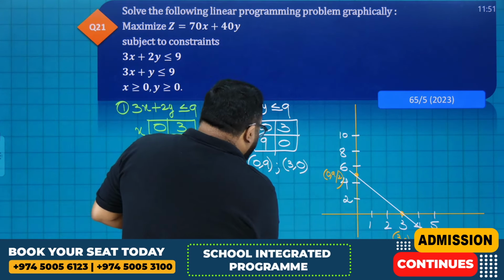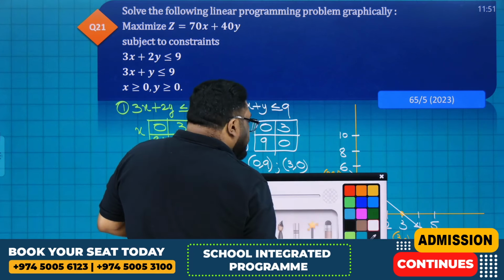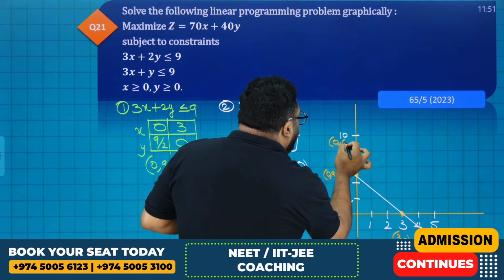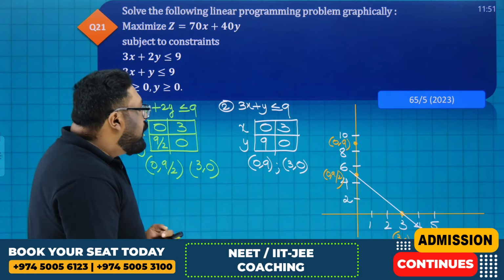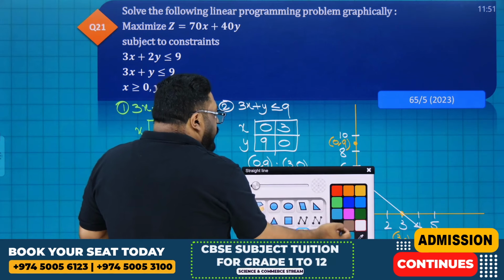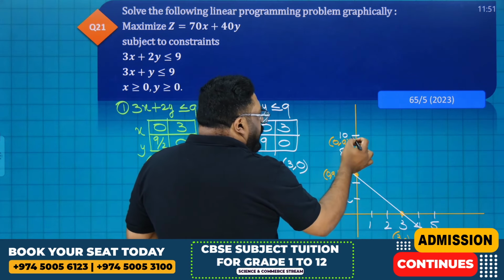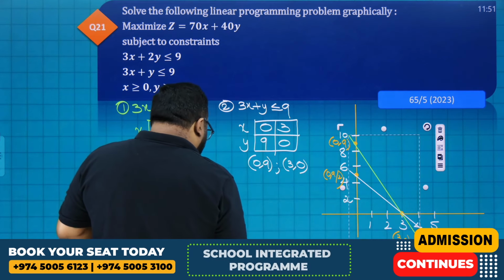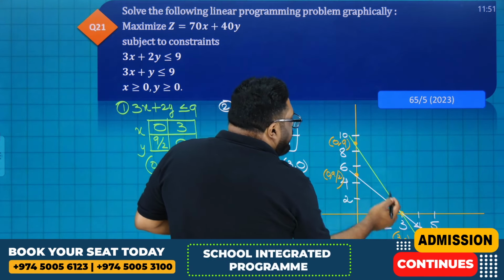Second line is made from 0, 9, my dears, and it goes to 3, 0. Again, 3, 0 is already there with us. So we will draw the line from 0, 9 to 3, 0. And we will call it equation number 2.